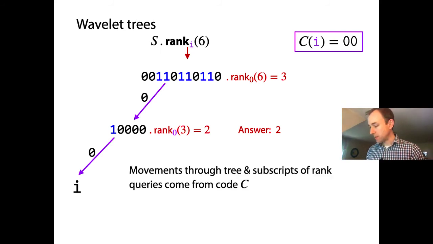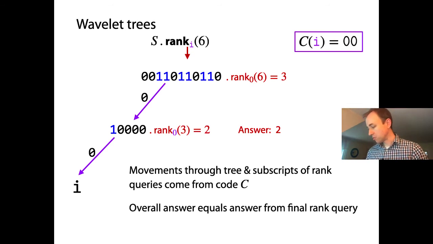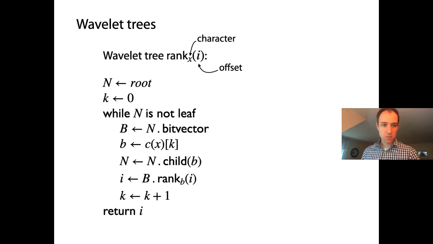So summarizing what we did, the movements through the tree, the direction of these movements and the subscripts of all these rank queries, came from the code for the character that's in the subscript of the rank query. And the overall answer just equals the answer from the final rank query, where we finally know, for the particular letter of the alphabet that we're asking about, how many times it occurred prior. Okay? So this is the algorithm for rank.